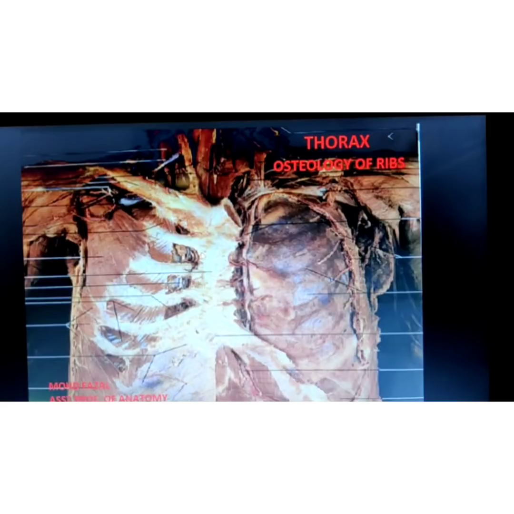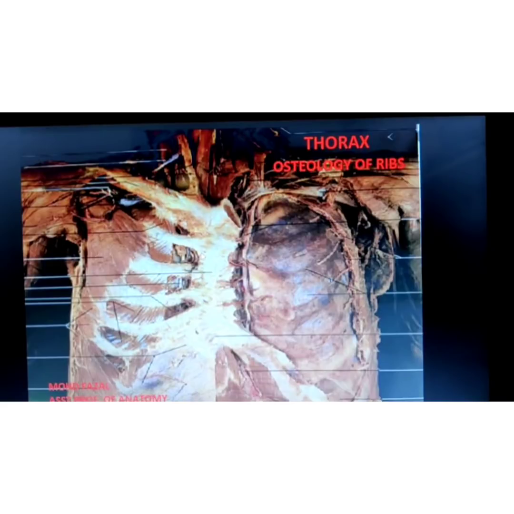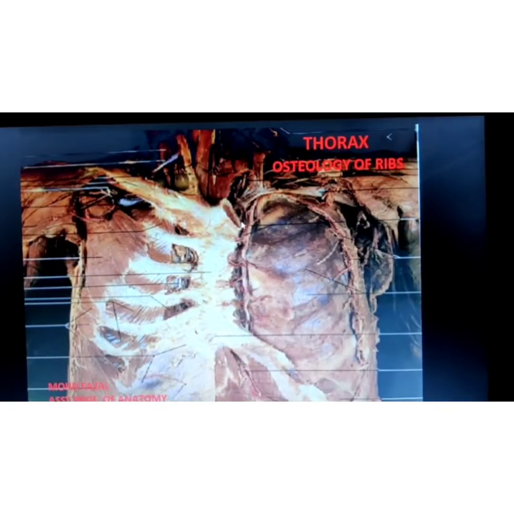So, I repeat, the movements of the thorax are primarily concerned with increasing or decreasing intrathoracic volume, so that the air is drawn into the lungs, which is known as inspiration, and expelled from these respiratory passages, which is known as the expiration.